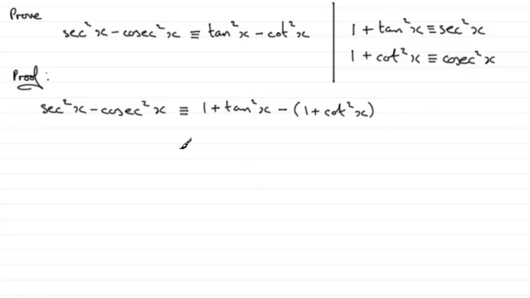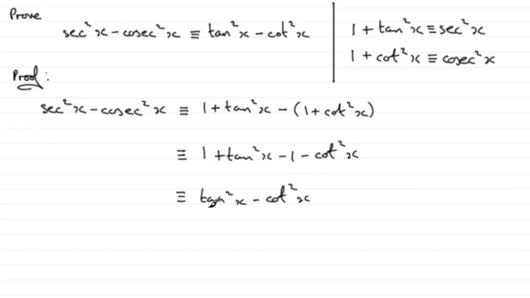And you should be able to start seeing this falling out now, because if we expand the bracket here, multiply out with the minus 1 here, you're going to get minus 1 minus cot squared x. And then clearly the 1's cancel, leaving you with tan squared x minus cot squared x, which is what we had to prove. So I hope it's given you some idea then how to go about that particular part of the question.